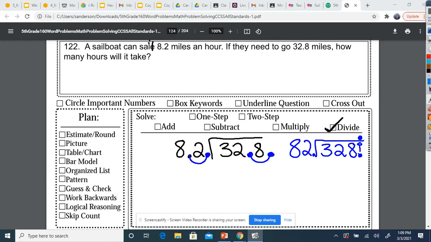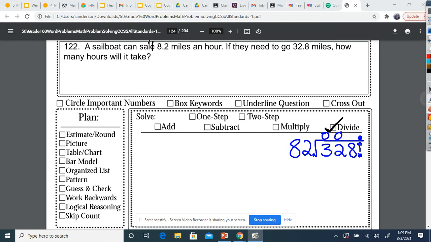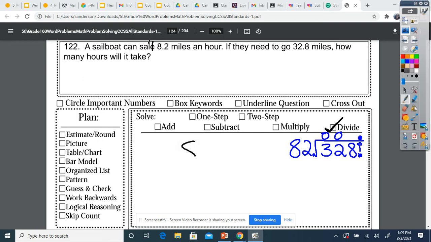So 82 goes into 3. 82 is bigger than 3, so 0 times. So next I'm going to move over and look at my 32. 82 can go into 32 0 times because 82 is larger than 32. So now I'm going to look at my whole 328. So this is going to take some guessing and checking. So I'm going to come over here and just pick a number to multiply by 82 just to see how close we can get to 328.